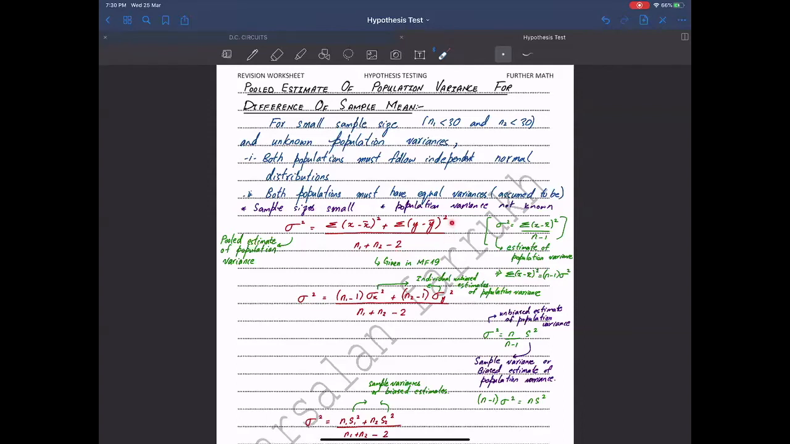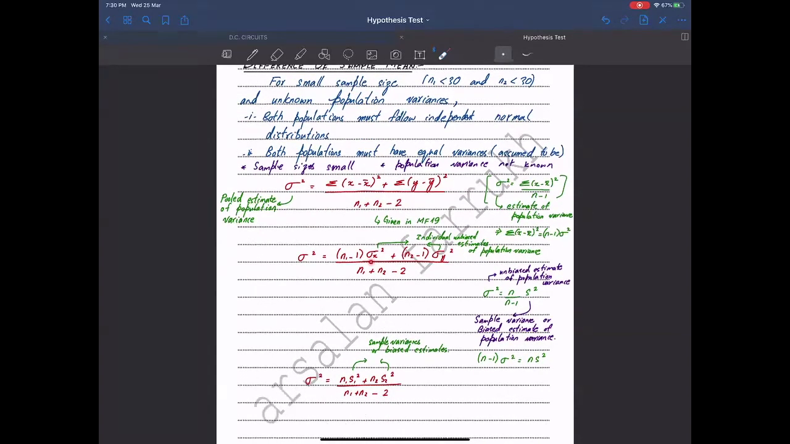So this is the formula for the pooled estimate. We've already identified we're going to do this when we spot small sample sizes with unknown population variances. If that be the case, we're going to use the pooled estimate, and we'll assume that both populations have equal variances. And this will be our formula, and this formula is given to you in the formula sheet. Now, sometimes the examiner might end up giving you the individual estimates of population variances, or might end up giving you sample variances. So you should be able to rearrange these formulas into those forms.